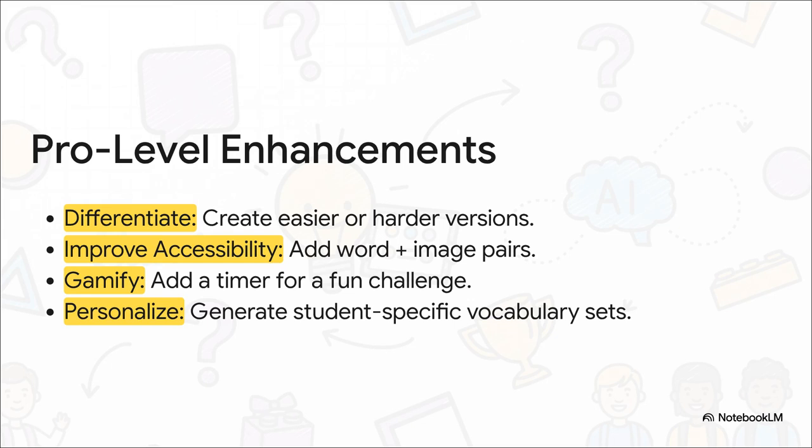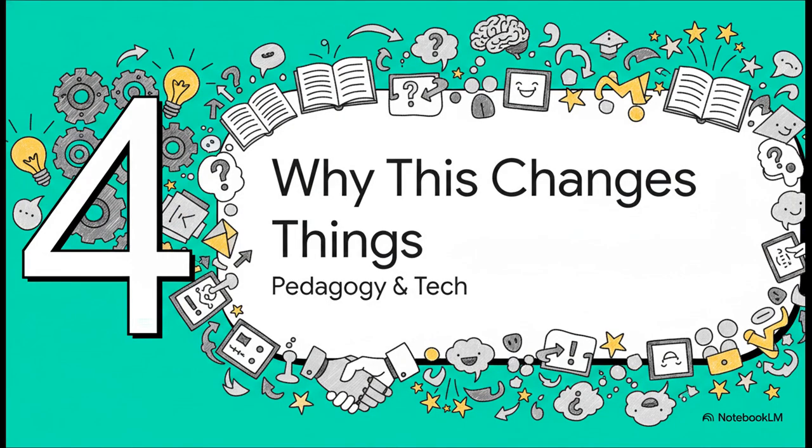And the power just keeps going. With a few tiny changes to your prompt, you can do so much more. Need to differentiate for your students? Just add "make an easier version" to your prompt. Want to help out your younger learners? Tell it to add word and image pairs. Feel like adding a little friendly competition? Ask it to add a timer. You can even use Canva Sheets to create personalized vocab sets for each of your students. So cool.